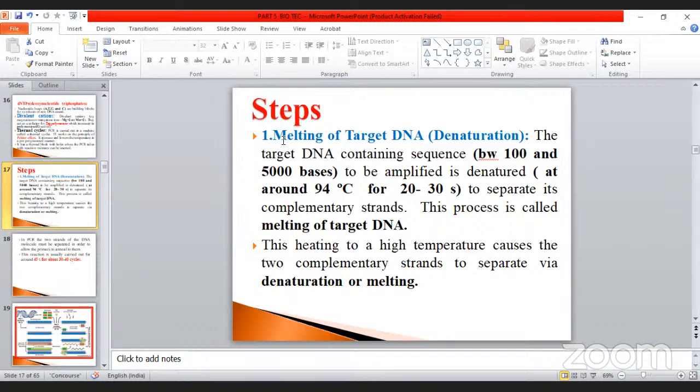First of all, melting of target DNA, or denaturation. You should note it down. The first step is melting of target DNA, otherwise called denaturation. You have to isolate the DNA, the target DNA which we are going to amplify. The DNA is isolated from different samples. We already discussed that.